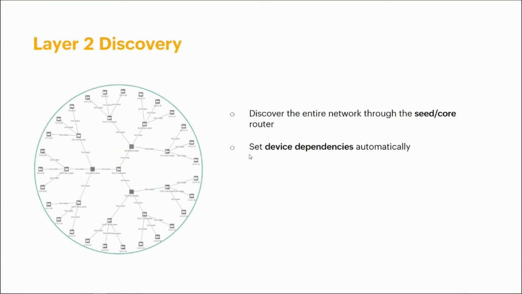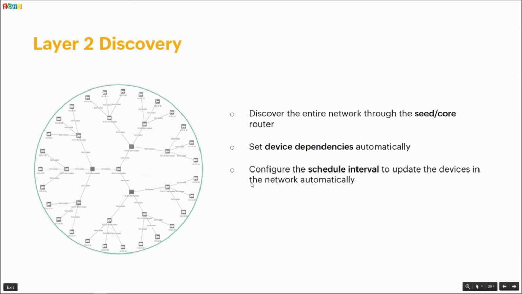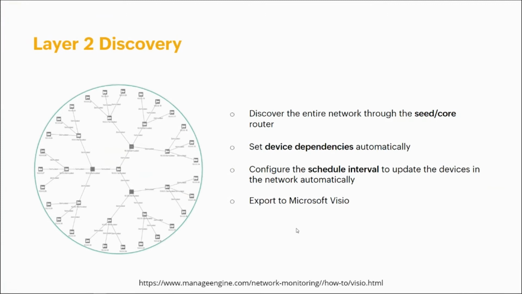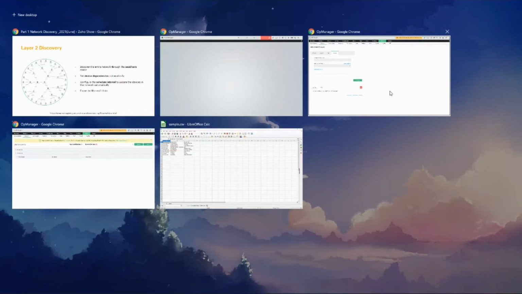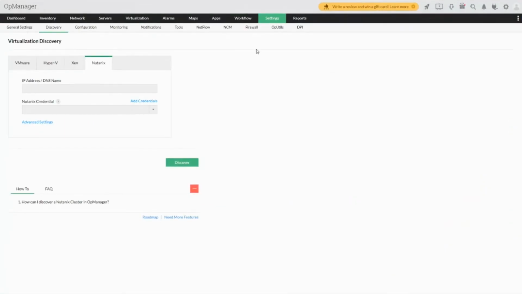You can also set the device dependencies automatically using the layer 2 discovery instead of doing them manually. You can configure a schedule interval to update these devices from your network in an easier and more detailed fashion. And you will have an option to export the discovered topology of your core router via layer 2 discovery to a Microsoft Visio diagram. For more information on how to export it as a Visio diagram, you can visit the link given at the bottom of the presentation slide. Now let's go back to OpManager and see the various options available.